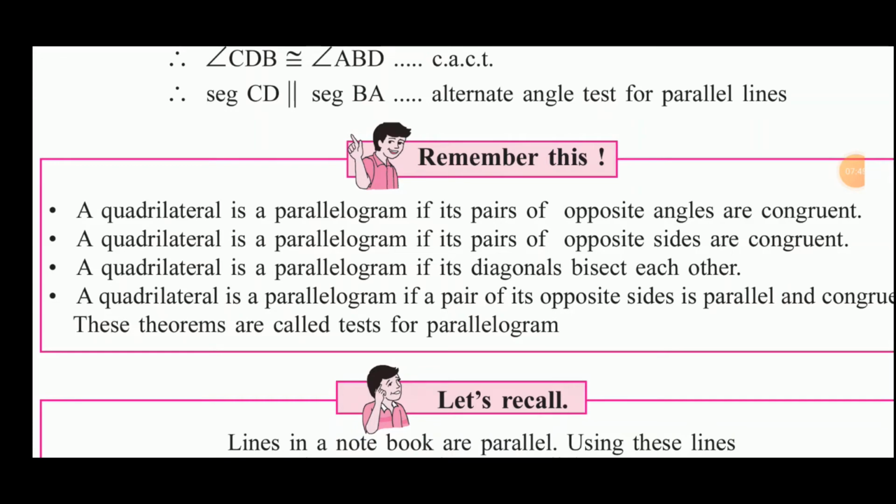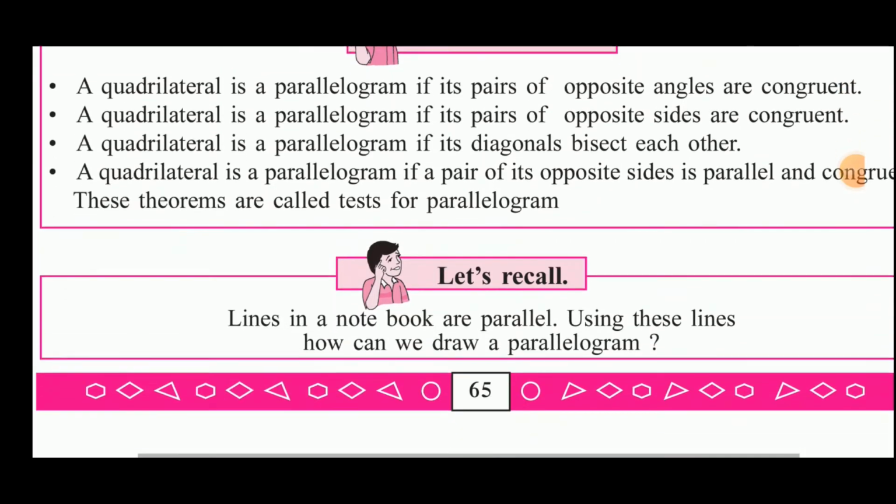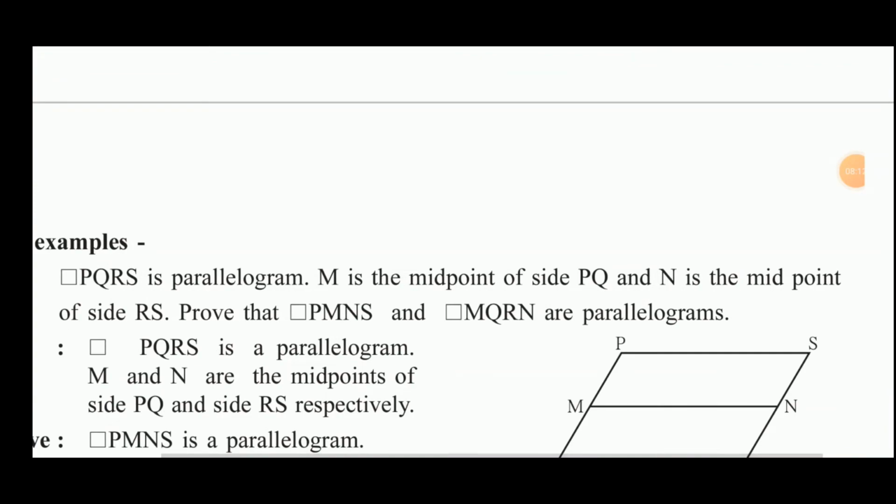Then the third one: the quadrilateral is a parallelogram if its diagonals bisect each other. This means the point of intersection of the diagonals is the midpoint of both diagonals. Then the quadrilateral is a parallelogram if a pair of its opposite sides is parallel and congruent. So these theorems are called the tests for parallelogram.